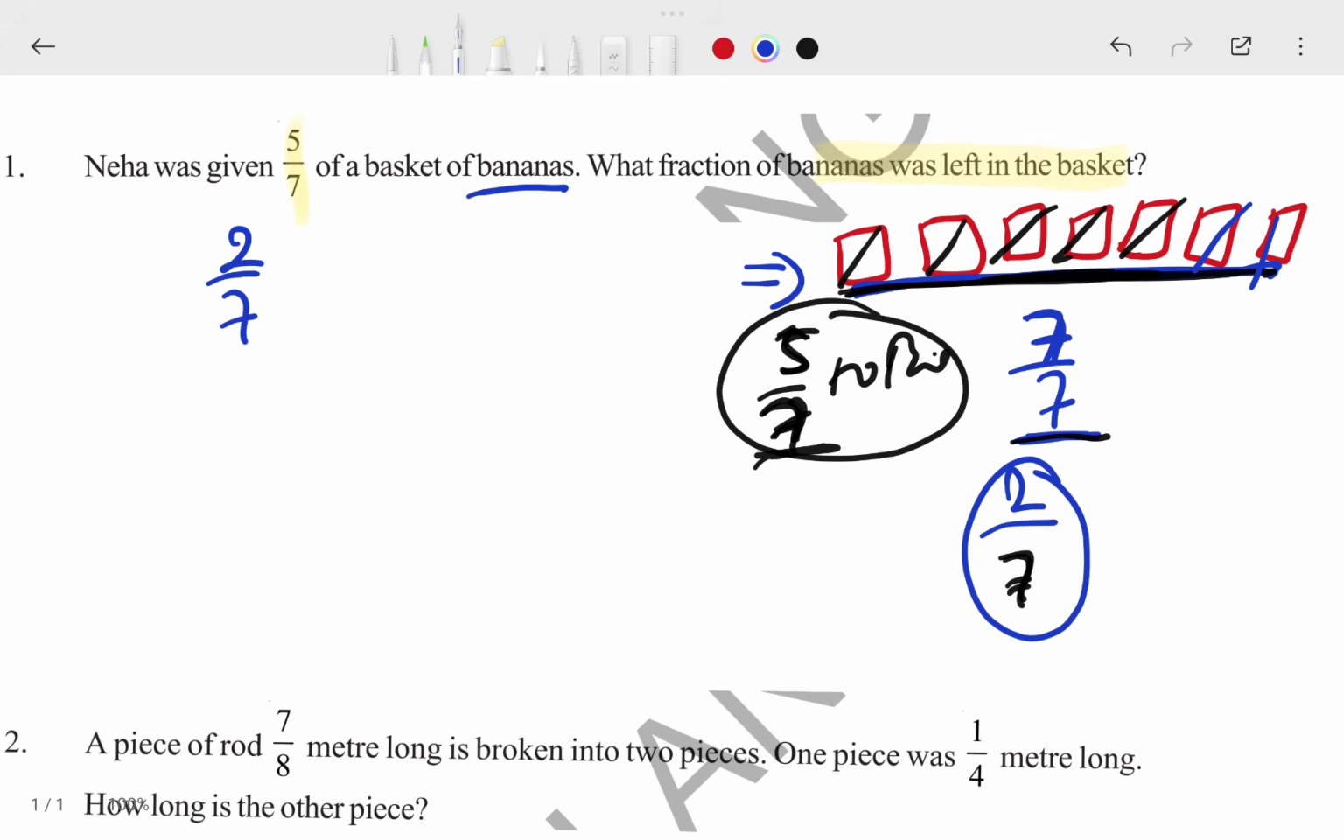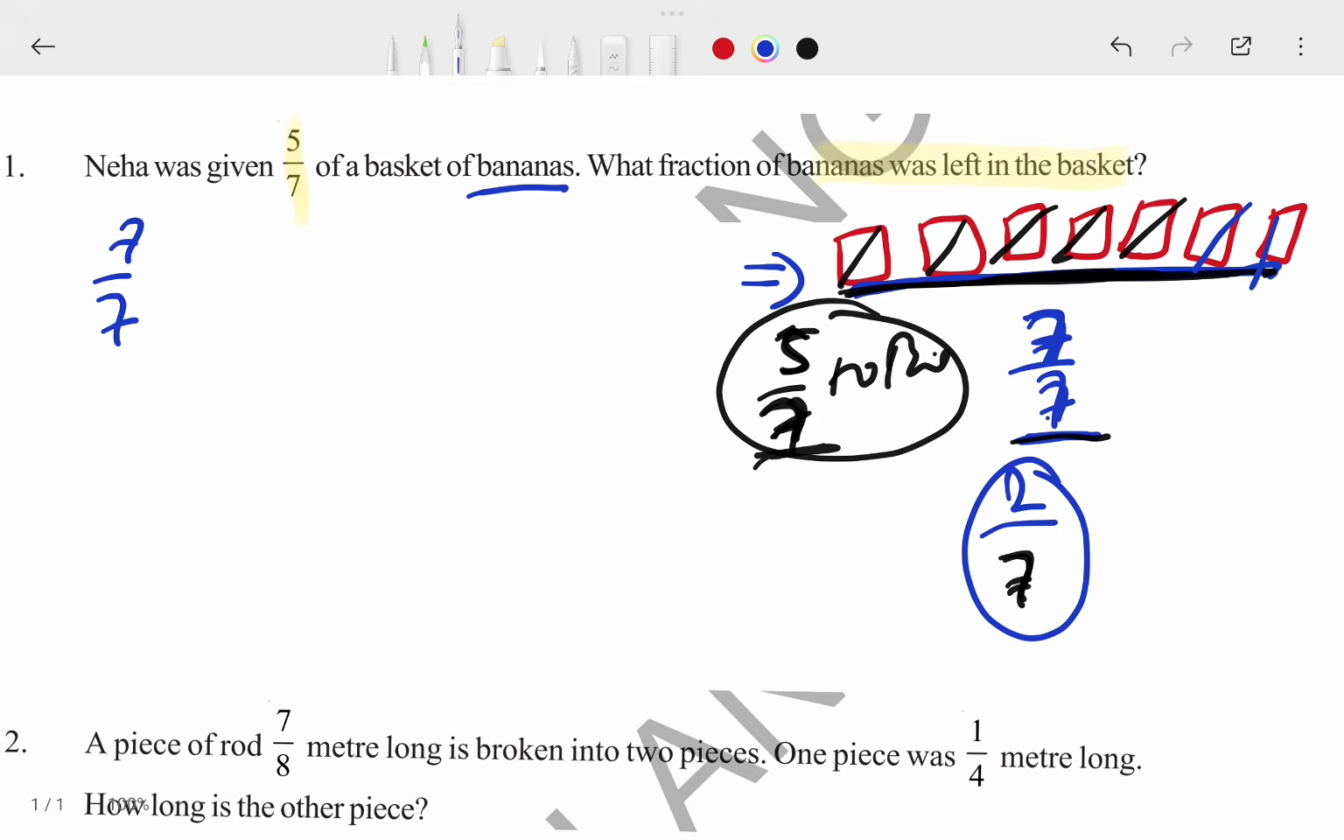Okay, how many bananas does Neha have? Neha has 7 bananas, 7 by 7 bananas. Why 7? Because Neha has 7 bananas only. Because you have 7 boxes, like out of 7 by 7. So the number below is telling the same number. So Neha has also 7 bananas, like 7 boxes you can say Neha has.